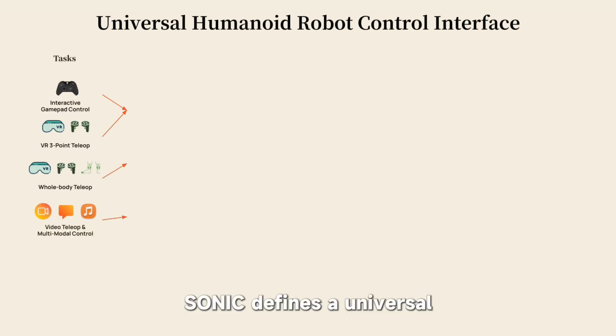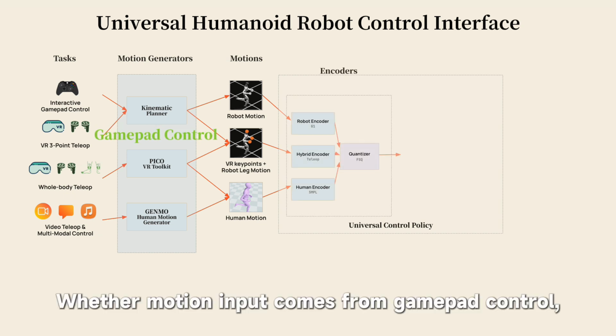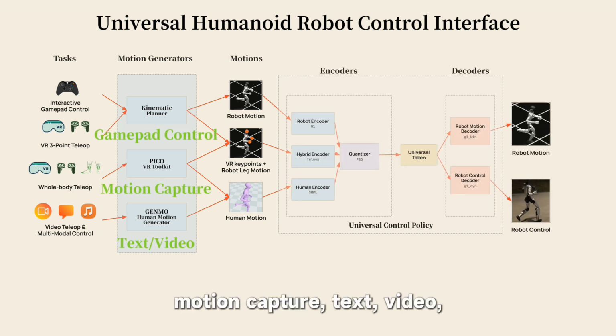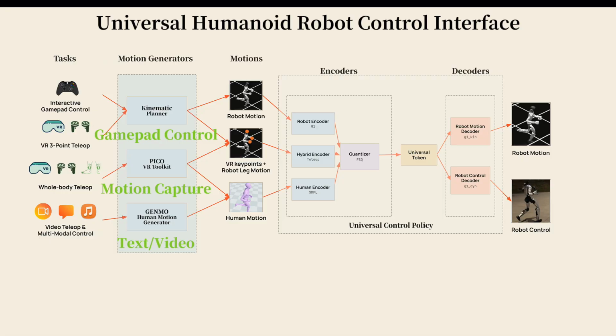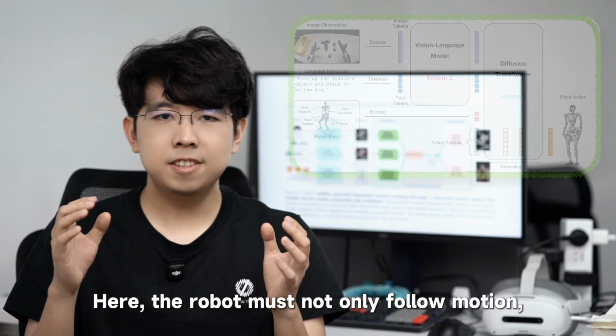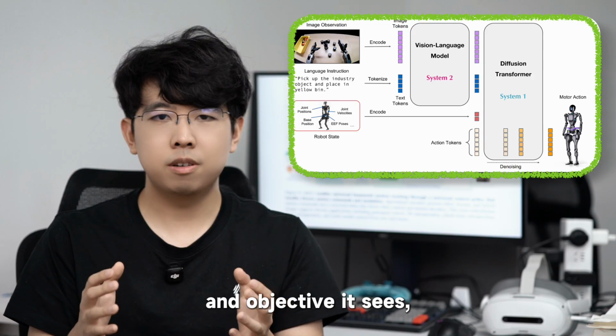GEAR-SONIC defines a universal control interface for humanoid robots. Whether motion input comes from gamepad control, motion capture, text, video, or another VLA model, UTM can convert these different modalities into motion intent a humanoid robot can execute. Here, the robot must not only follow motion, but also understand the environment and its objective, and decide what to do next.